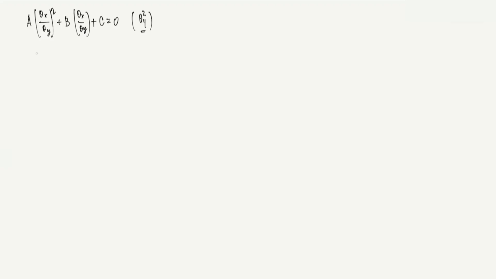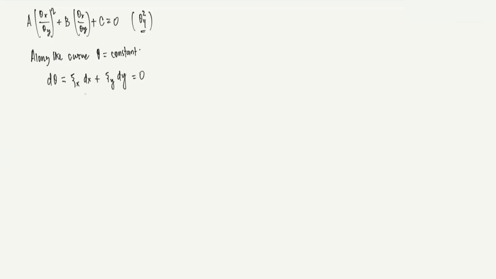So along the curve theta equals to constant, what happens? We have d theta, and if you remember, by the chain rule, that is theta x dx plus theta y dy, and that is equal to 0.